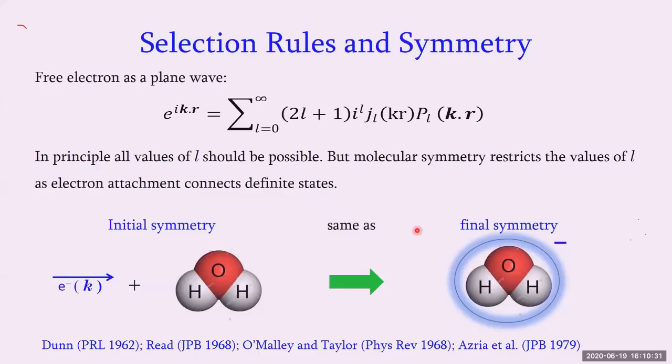Today's talk will be covering mostly diatomics. For diatomics, Dunn, purely based on symmetry arguments, had given some selection rules for electron attachment. Then Frank Read gave the selection rules for electron scattering in general for molecules of all symmetries. O'Malley and Taylor, in 1968, discussed the DEA process and gave detailed selection rules for diatomic systems. And Azria et al. later on provided the selection rules for C2v symmetry molecules. And much later, when Bhargava Ram was a student for his PhD, he worked out the selection rules for several polyatomic molecules.